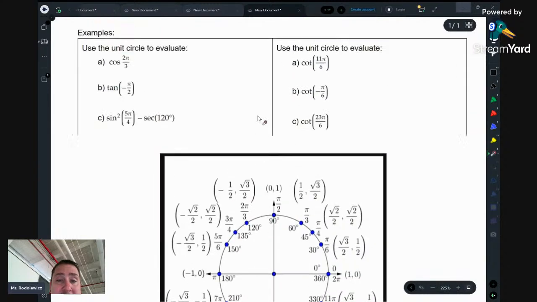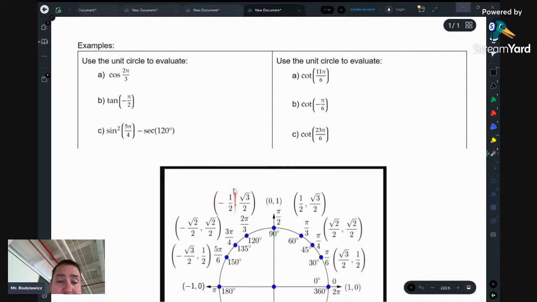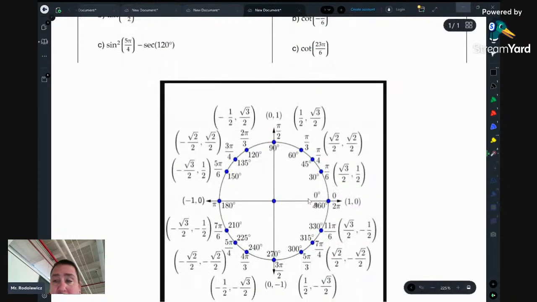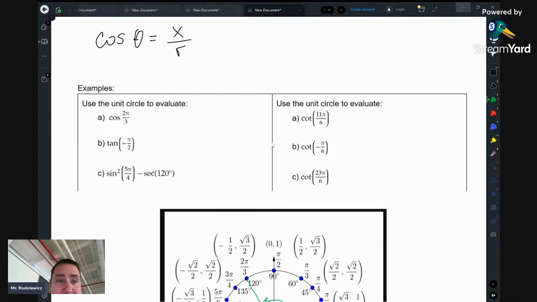It is. And now we take the x-coordinate, negative 1/2. We take the radius. By the way, remember the radius on a unit circle everywhere is 1. So we're imagining, all right, here's your radius of 1 over there. Here's where it would intersect the unit circle. But the x would be negative 1/2.